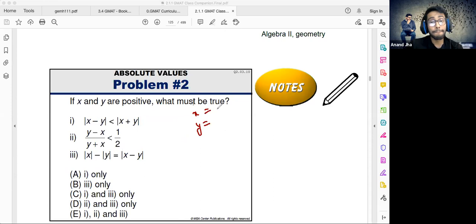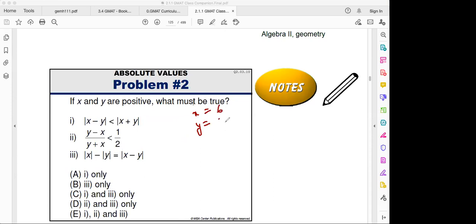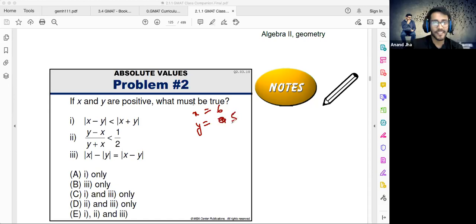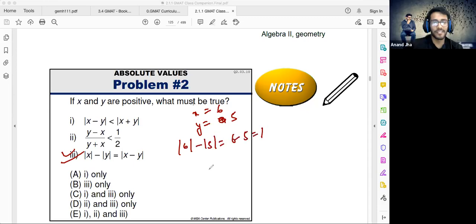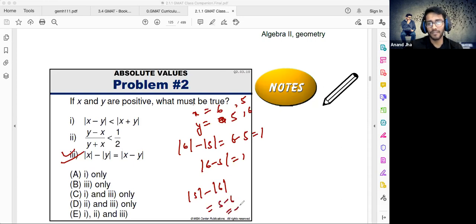X as? You take X as 6 and Y as 5. Okay, X as 6, Y as 5. Let me check the third one. Mod 6 minus mod 5 is 6 minus 5, 1. Mod 6 minus 5 is also 1. Okay. For the time being, let me take x as 5, y as 6. What will happen then? Mod 5 minus 6 is mod of minus 1, which is 1.